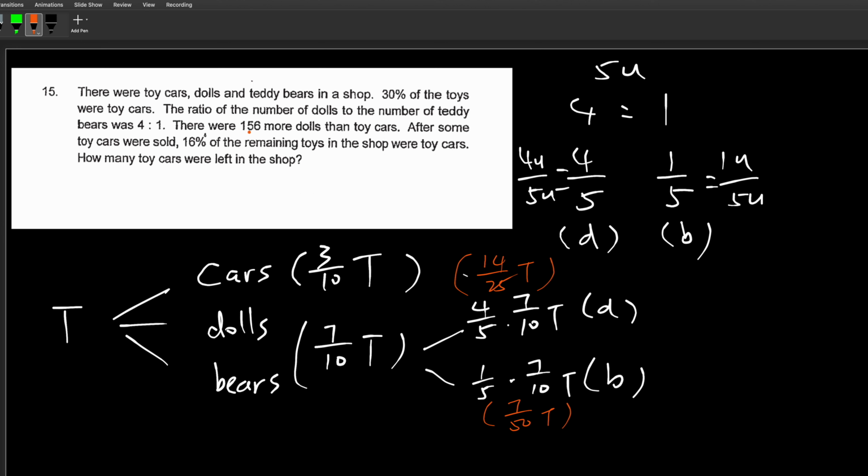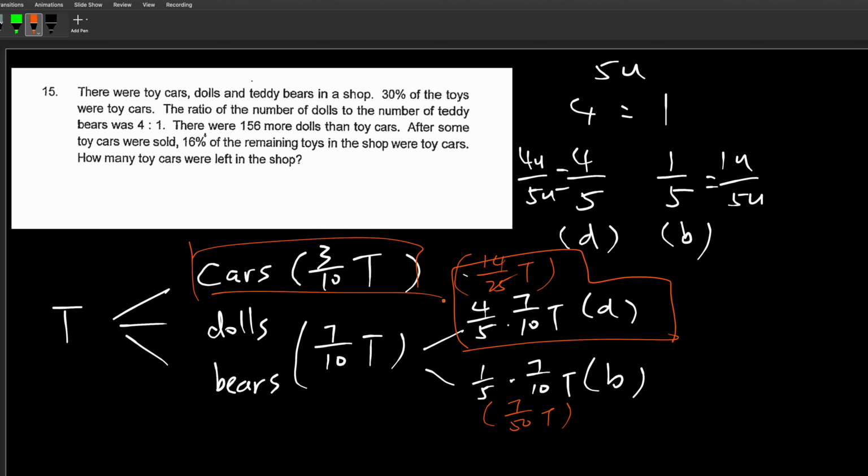Then what it says, there were 156 more toys than toy cars. So that means, which one is more? So you focus on toy, compare with the cars, right? Which one has more? Toy more, right? So that means this thing minus this. So it's 14 out of 25T minus the 3 over 10T will give you 156.